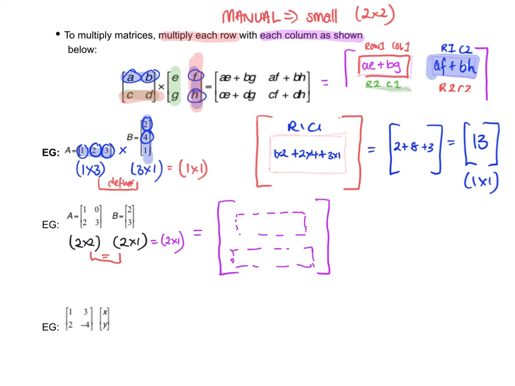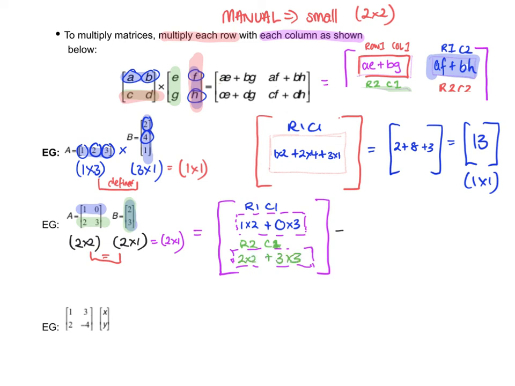Alright, so if I'm going to this first one, I'm in row 1, column 1. So that means row 1 is going to get multiplied with column 1 in the second one. So it is 1 times 2 plus 0 times 3. And now this next one down here, I'm in row 2, column 1. There's only one column, isn't there? So I'm going to go row 2 with column 1. So this one will be 2 times 2 plus 3 times 3.